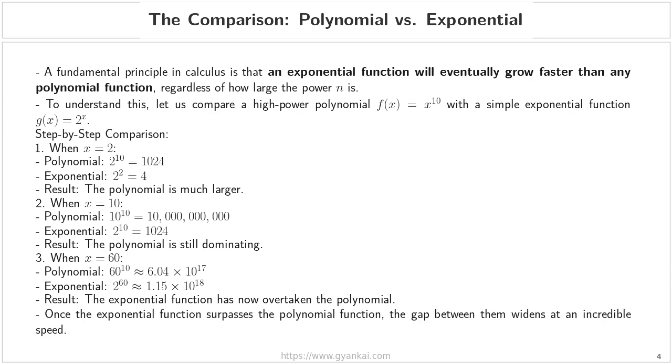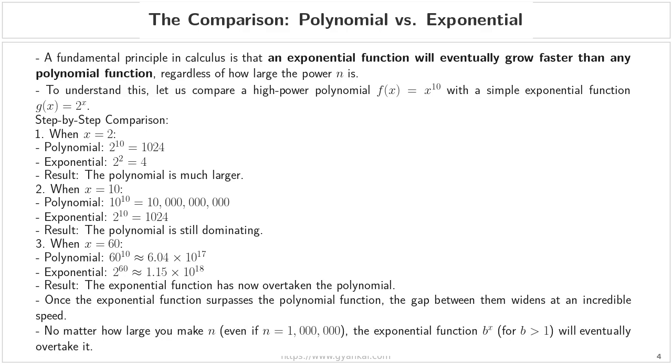It is important to realize that once the exponential function surpasses the polynomial function, the gap between them widens at an incredible speed. In fact, no matter how large you make the power n, even if you set n to 1 million, the exponential function, b to the power of x, provided that the base b is greater than 1, will eventually overtake it. In the next slide, we will look at a real-world example to see how this astronomical growth manifests in everyday life.